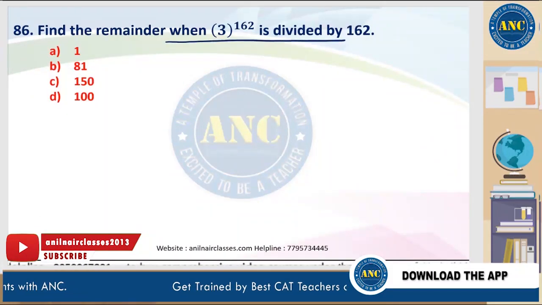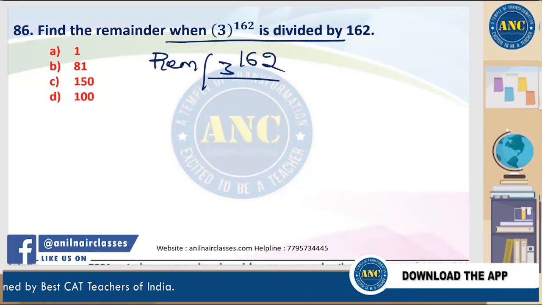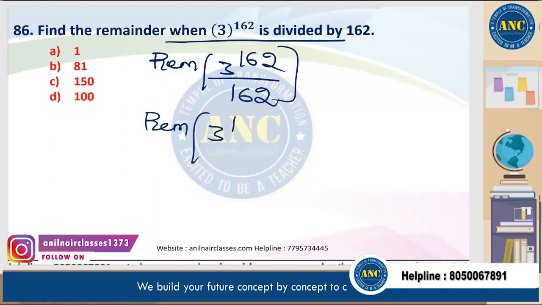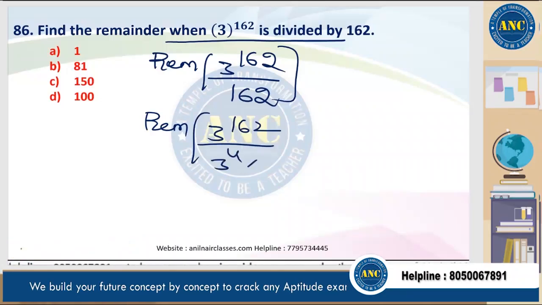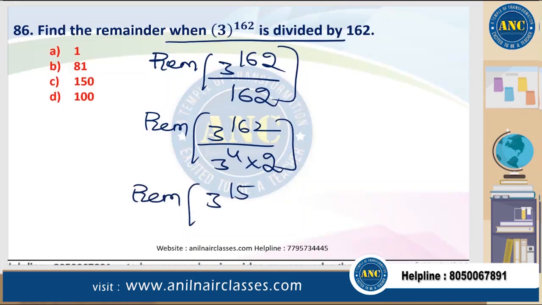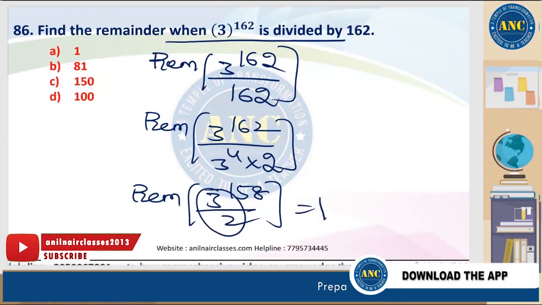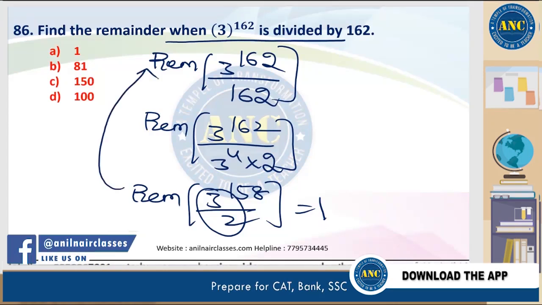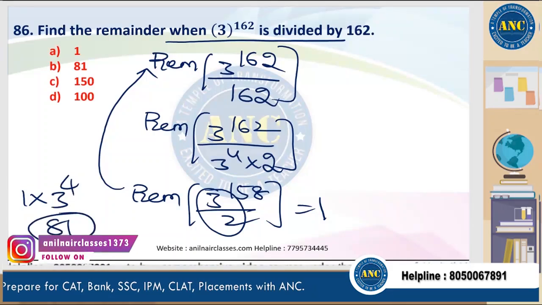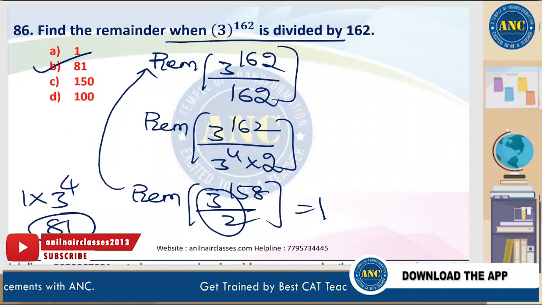Next, find the remainder when 3 power 162 is divided by 162. So this is nothing but 3 power 162 divided by 3 power 4 into 2, which is 3 power 158 by 2. 2 ones are 2, remainder 1. 1 is for 3 power 158. I want it for 3 power 162. So 1 into 3 power 4. Answer is 81. I hope it is clear.